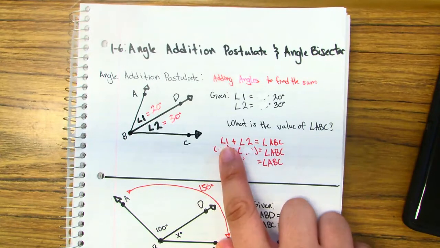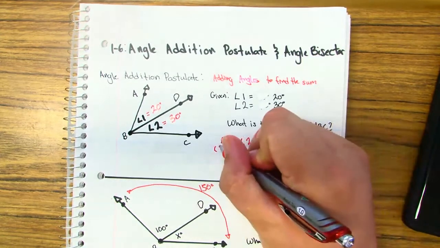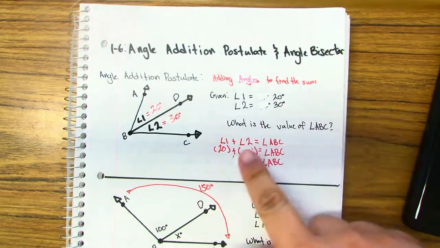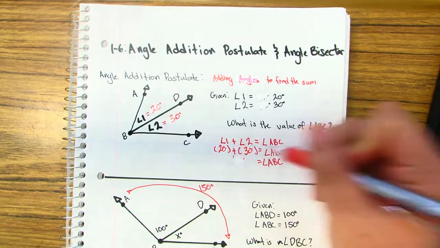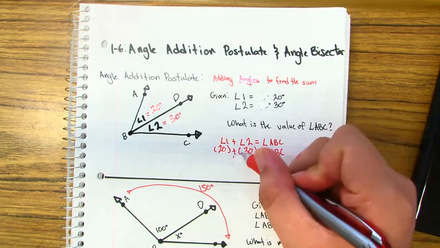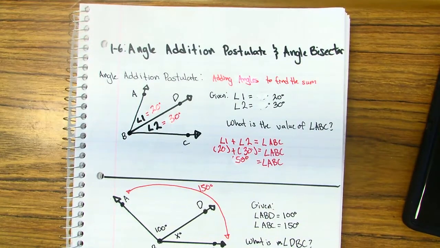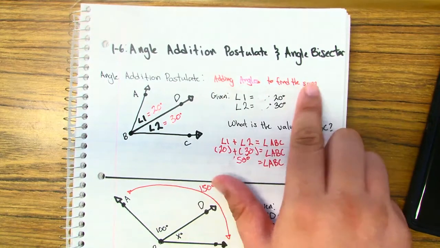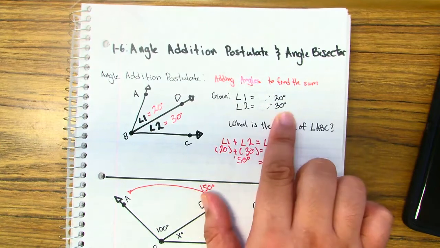What we're going to do is substitute the value of angle 1, which is 20, and the value of angle 2 with 30. And the angle degree for angle ABC should equal 50 degrees. Okay? So once again, we're just adding angles to find the sum. Our given was angle 1 is 20, angle 2 is 30.